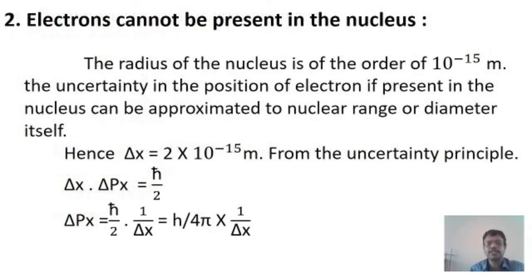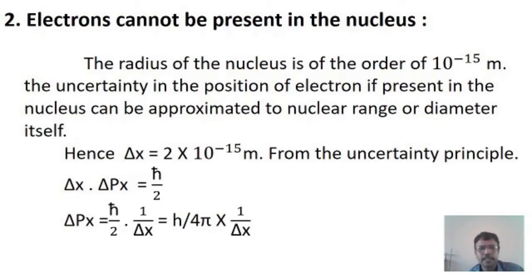Similarly, the second application of Heisenberg uncertainty principle is that electrons cannot be present inside the nucleus. You know the radius of the nucleus is 1 Fermi, that is 10 power minus 15 meter. If an electron is present inside the nucleus, it may be anywhere in a nucleus of diameter 2 into 10 power minus 15 meter, because the diameter is equal to 2 into radius. That is the uncertainty in the measurement of position. Delta x is equal to the diameter, that is 2 into 10 power minus 15 meter.